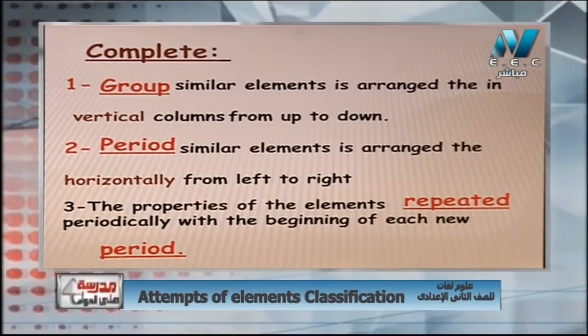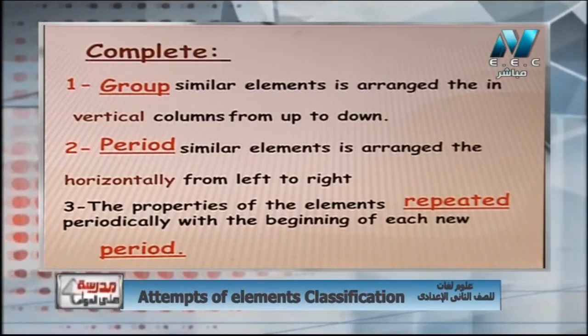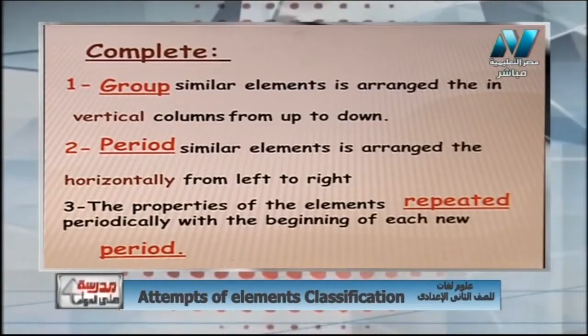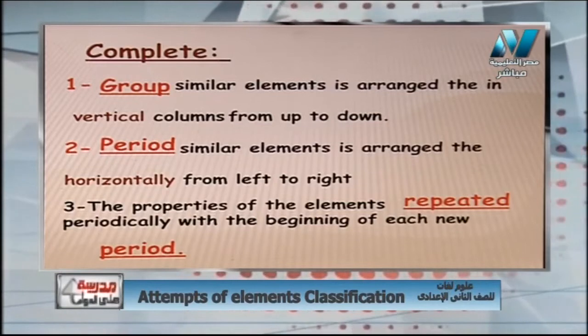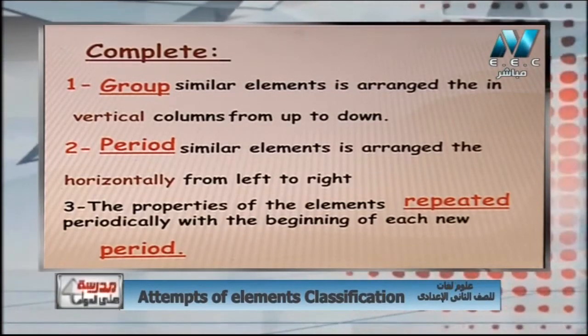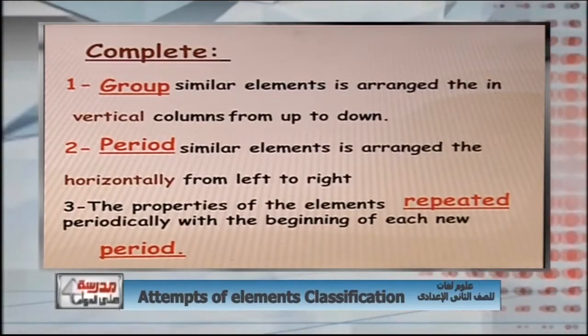Again, group is the arrangement of elements from up to down. Period is arranging the elements from left to right. And the elements repeated periodically at the beginning of each new period. Was this the table that Mendeleev discovered or made correct?